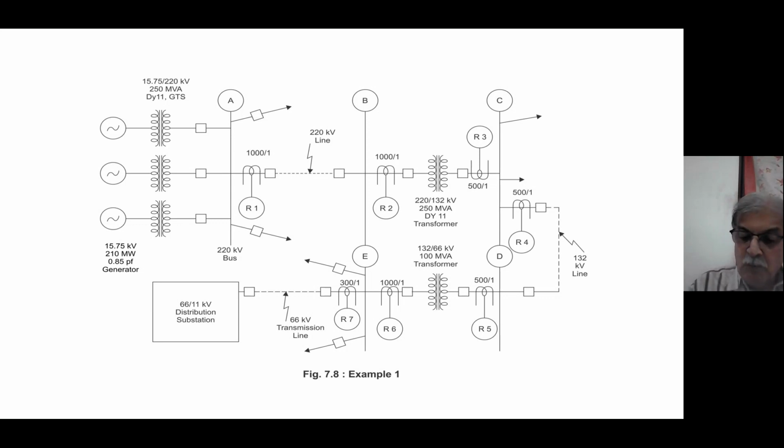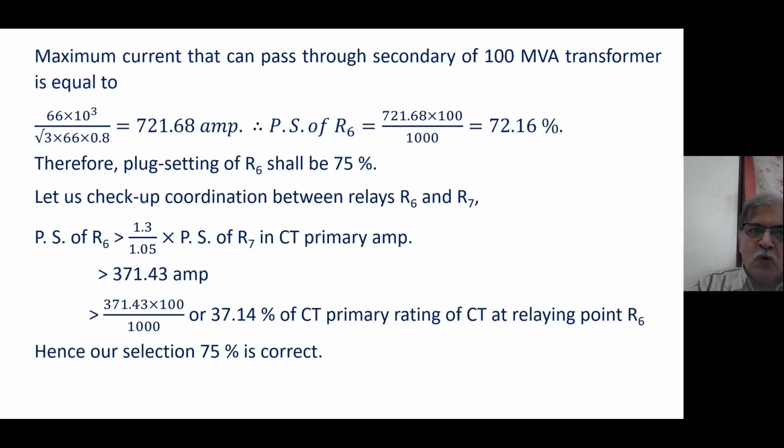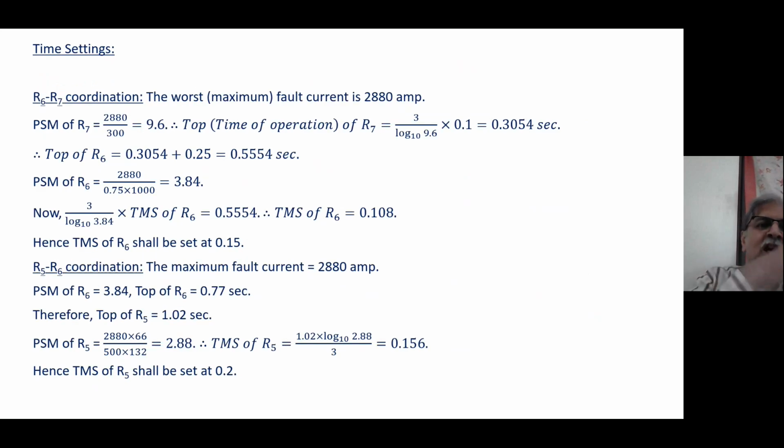Therefore, I have to consider fault at bus E. My dear friends, fault at bus E, worst fault current 2880, triple line fault. Based on 2880, my dear friend, I am calculating R6, R7 coordination. 300 is my plug setting in primary terms, right? I am considering primary terms only because 1 ampere in secondary means 300 in primary. That means when 300 ampere flows in primary, for 300 by 1 CT, 1 ampere flows in secondary. That is wrong. It is not so.